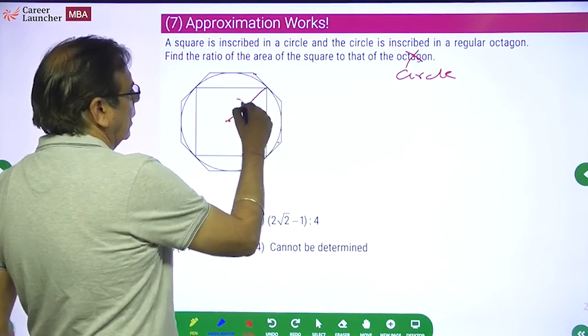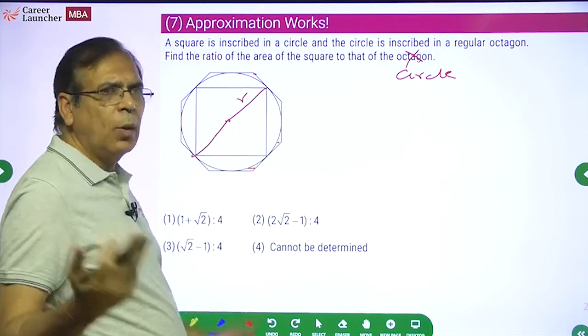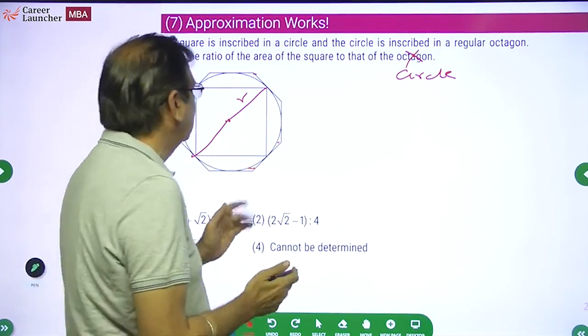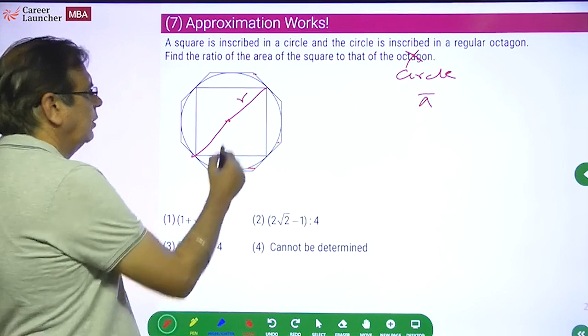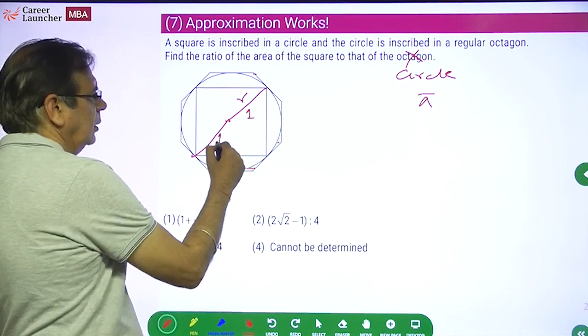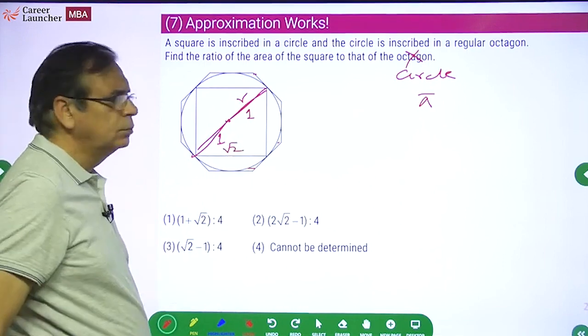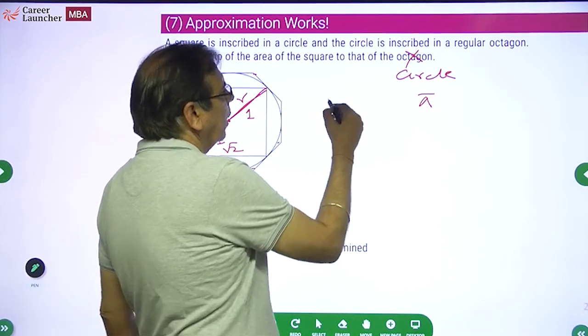What would I say? Okay. Radius of the circle is 1 or 2 or whatever number. Put area of the circle. If the radius of the circle is 1, area will be pi. Okay. If this is 1, this is 1, diagonal is 2, side will be root 2. Okay. If the side is root 2, what will be the area of the square?